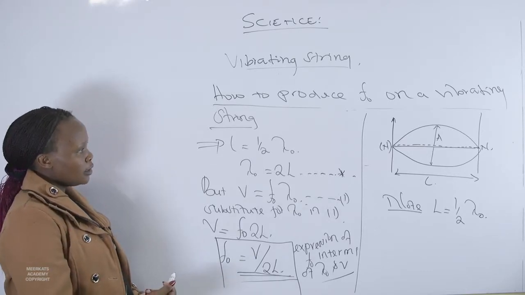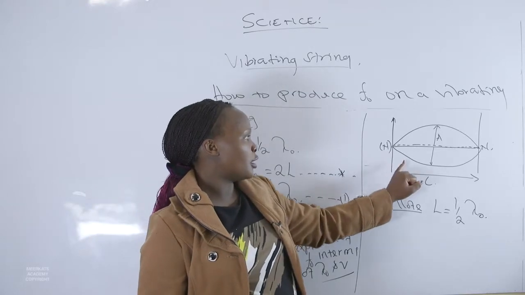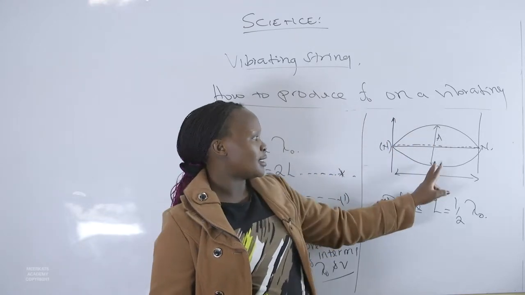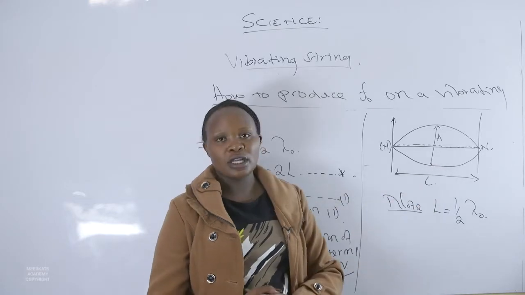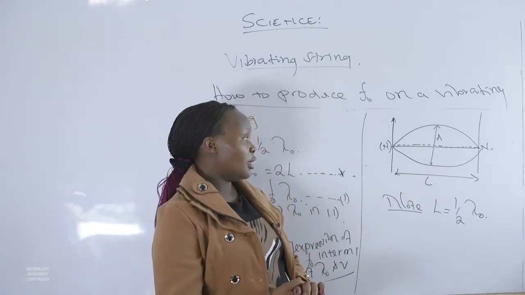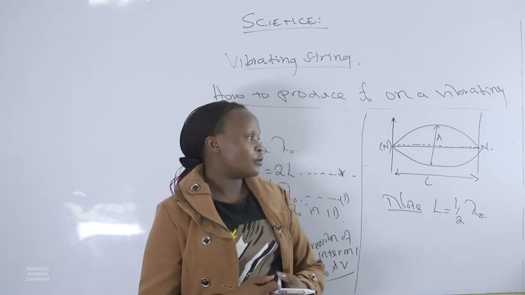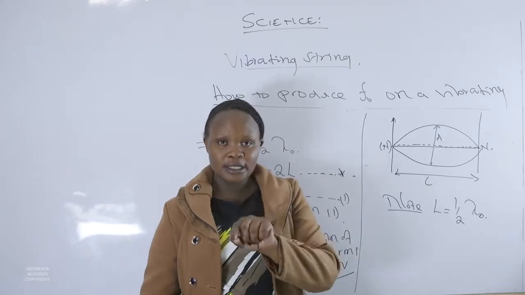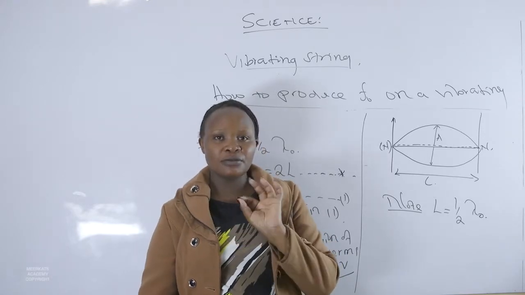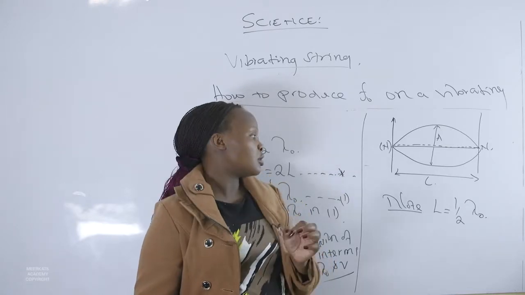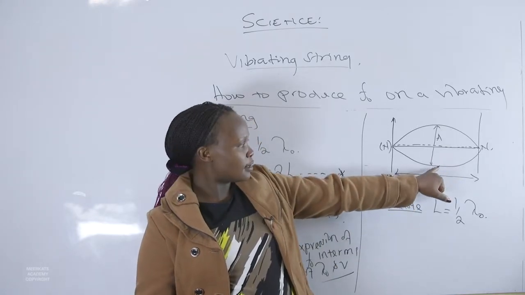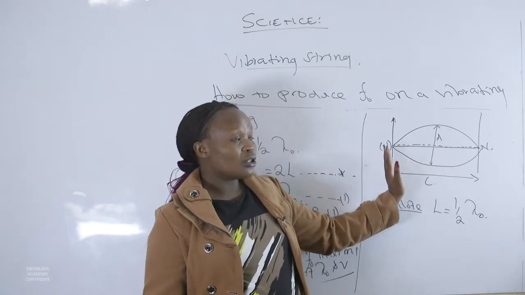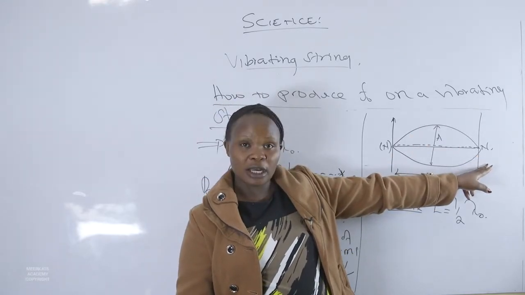I will go through that again. We had a string whose ends were fixed. Then we pluck it at the center. Please note that the point where you are plucking your string is going to be very important, because it informs the kind of frequency that you want to come up with. In this case, we want the simplest possible frequency that we can afford, which we have called the fundamental. So we do it at the center and make sure that our ends are fixed. Therefore, we produce only one loop, which is actually a crest.